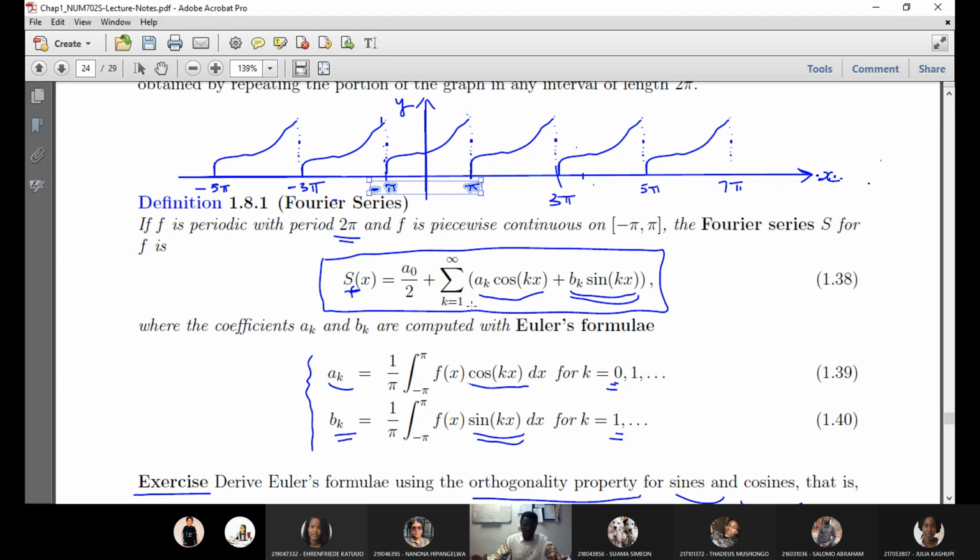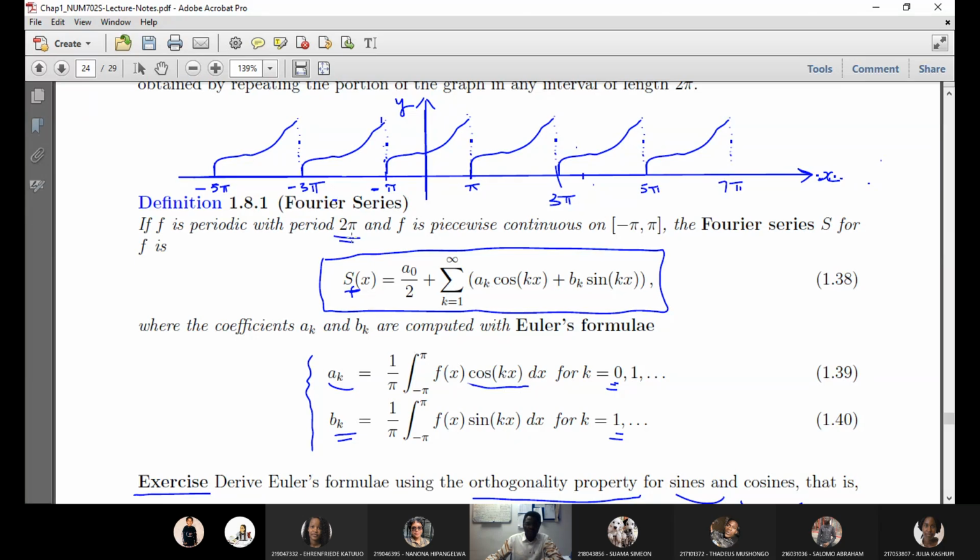Okay, so now this is how we define our periodic function. Our Fourier series is defined like this. The first term is A0 by 2 plus, now here you have a series. Summation k running from 1 to infinity, ak cosine kx plus bk sine kx. So this is our Fourier series.